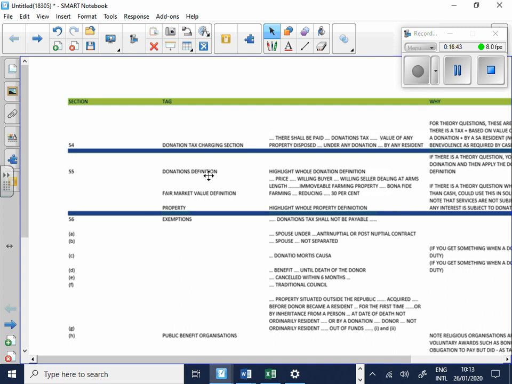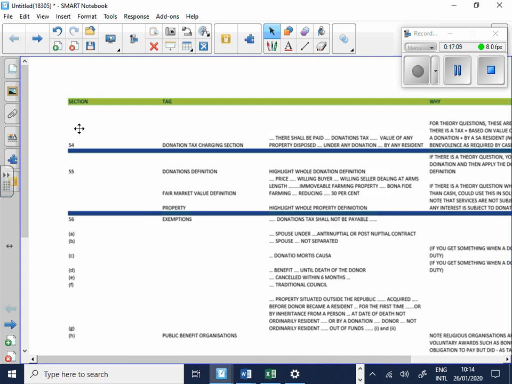I've got highlighted the whole donations definition. And essentially, the donations definition is there must be a gratuitous disposal of property. Okay? So there needs to be an element of freeness. Does everybody understand that? But if you got into a discussion question in an exam, what I would expect you to do is to turn to section 55, go look at the donations definition and write it down, and then apply whether there was a donation or not.